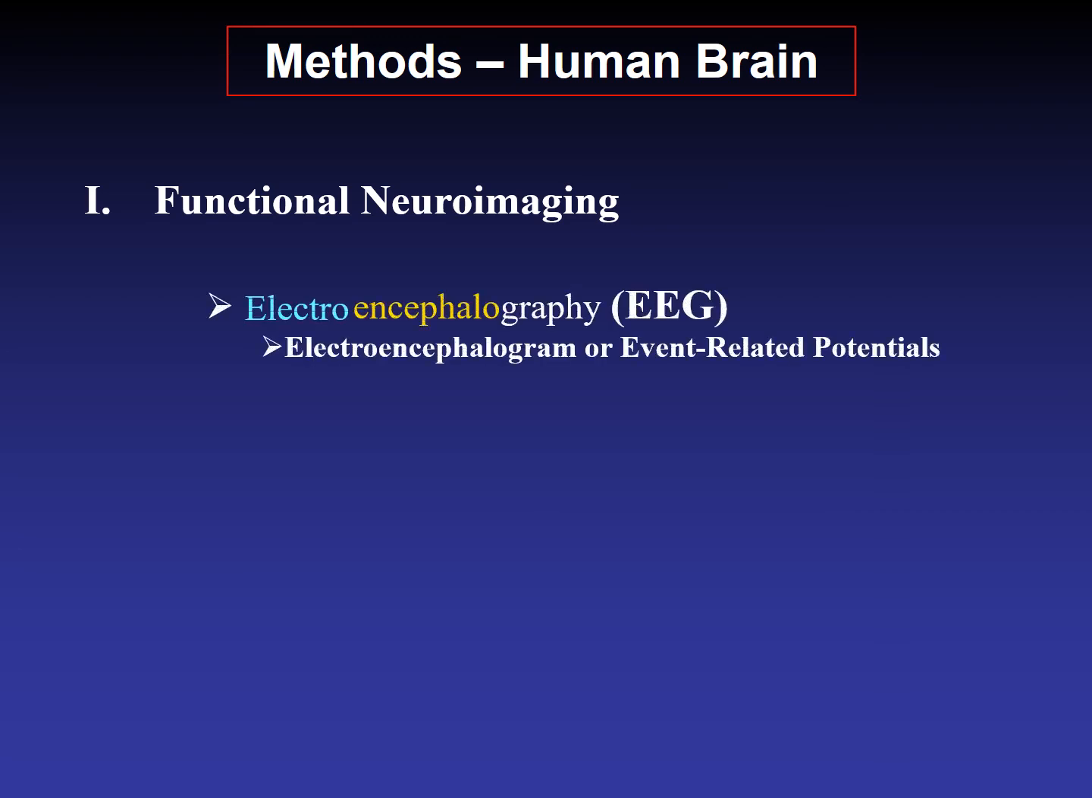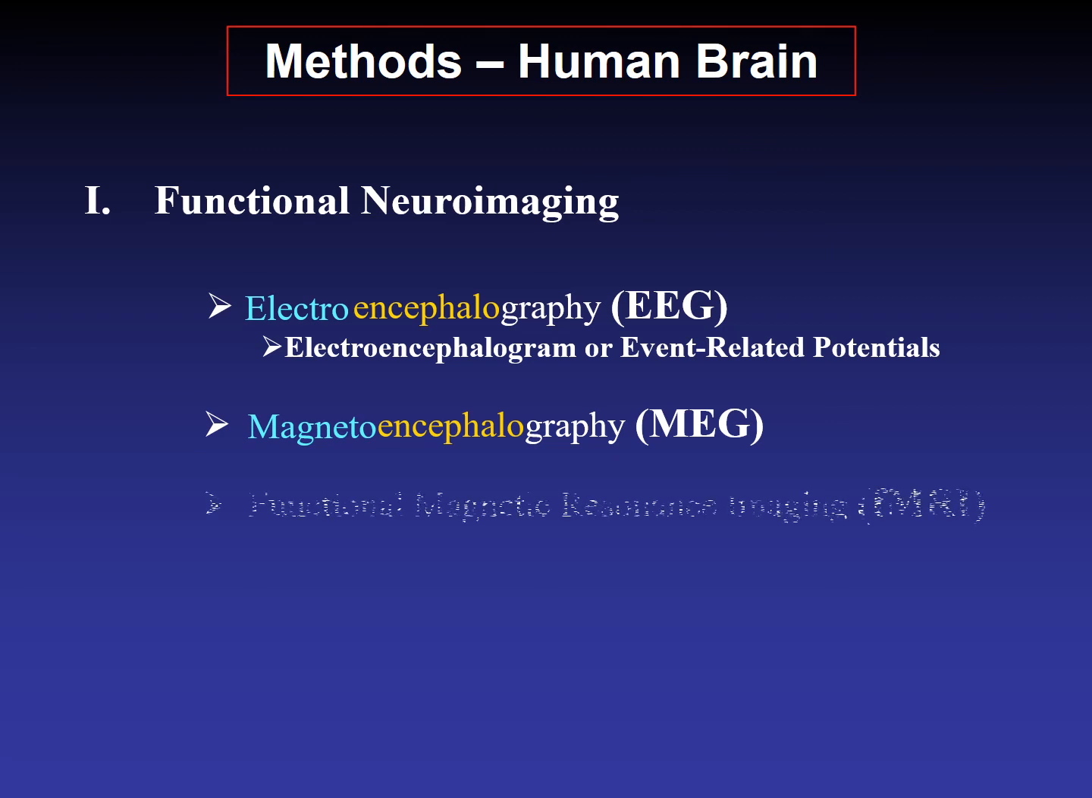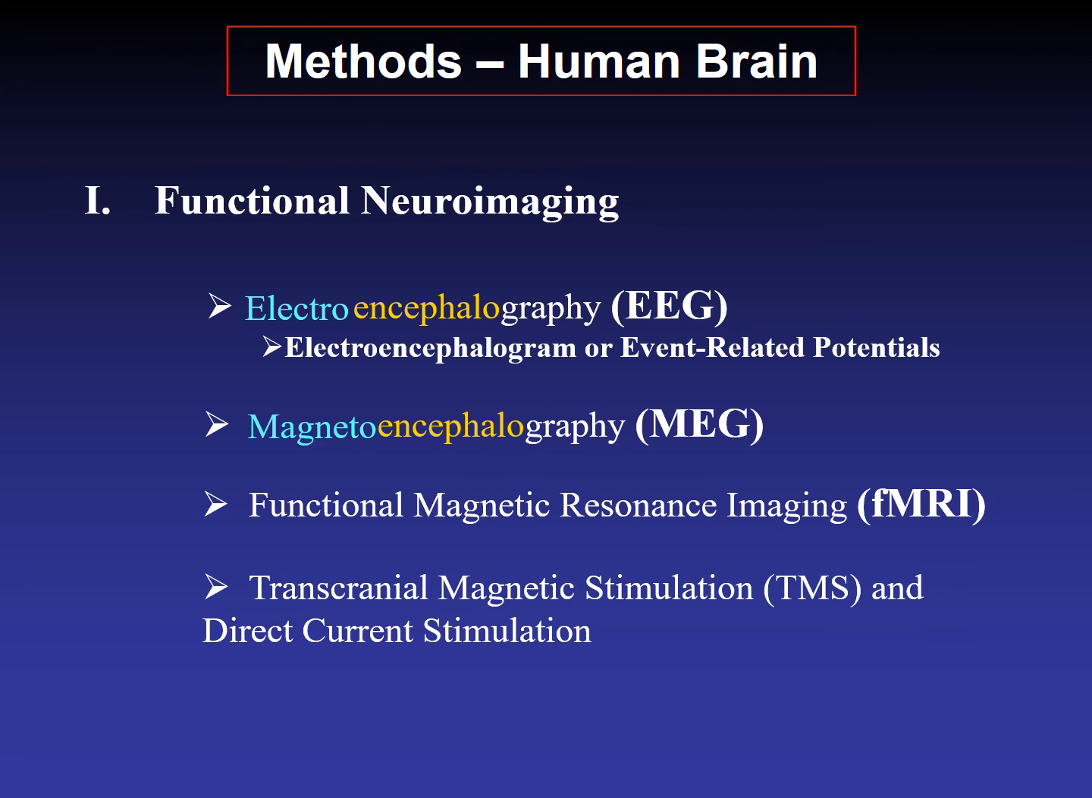There's electroencephalography, which records electrical signals coming from the head. There is magnetoencephalography, which records magnetic signals coming from the head. Functional magnetic resonance imaging, which records blood oxygenation. And then transcranial magnetic stimulation, as well as direct current stimulation, which do not actually record brain activity, they actually manipulate brain activity. They're ways of creating functional lesions. We'll talk about each of these in turn.